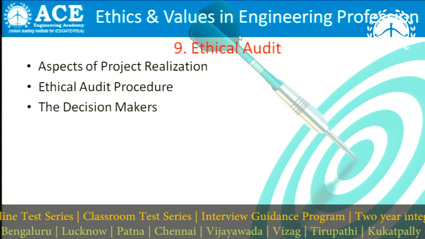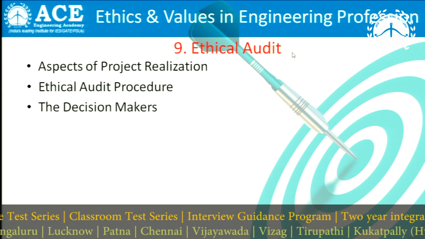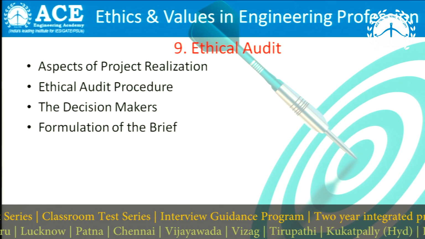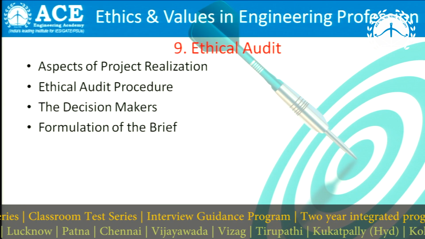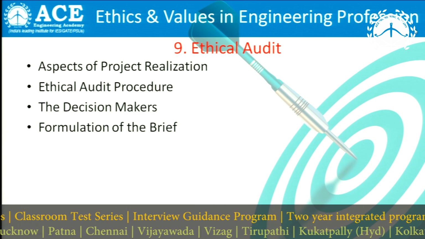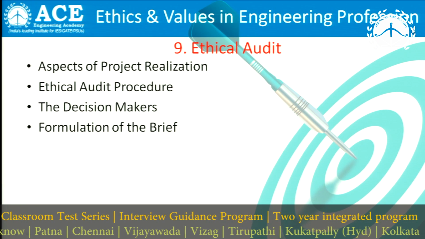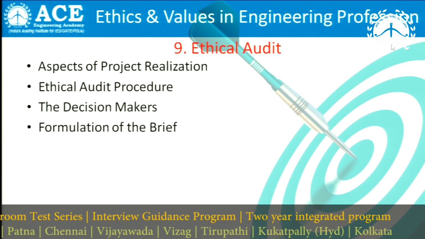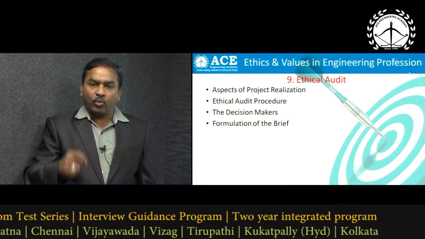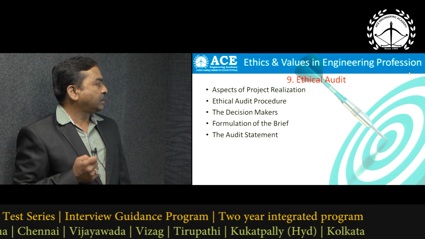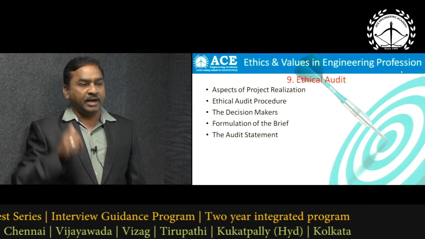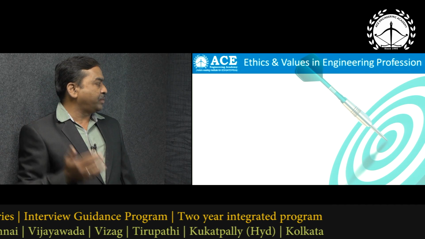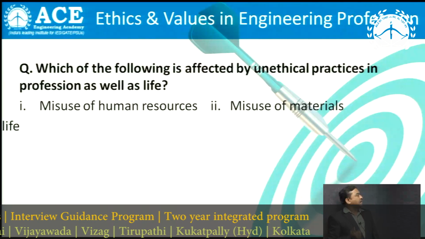The decision makers' intentions and their objectives are to be taken care of. Formulation of the brief. What is the brief here? A clear-cut mention of the project with all the components in it: time taken, what the commitments are, when to be paid back, what the revenues involved are, and what ethical audits are to be conducted. And the audit statement: at the end of the project, an audit statement is to be given and audit reviews are to be done. We will see a question again.